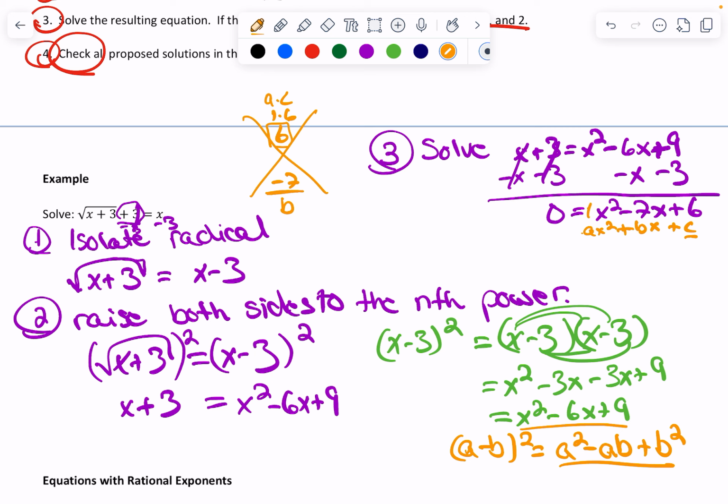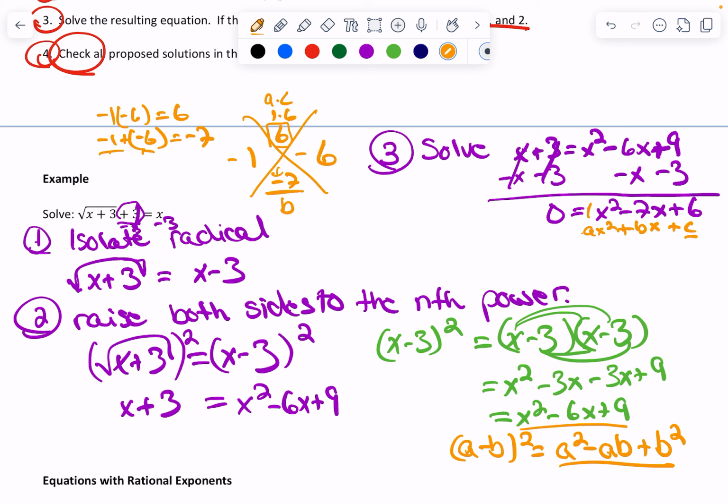Now, because this is a negative, that means that our factors are going to have to both be negative, because negative times negative gives a positive. So factors of 6: -1 times -6 is 6, and -1 plus -6 is -7. So we know that our factors are going to be -1 and -6.